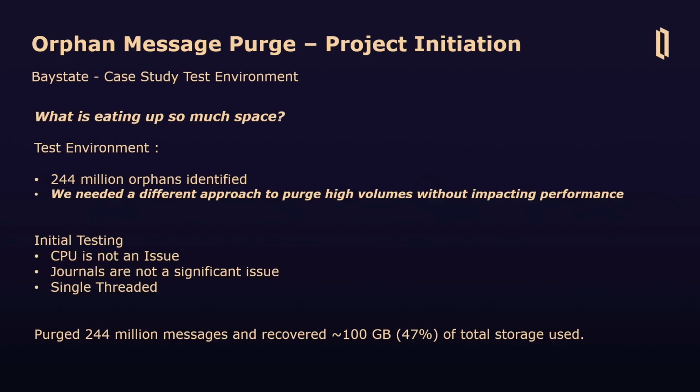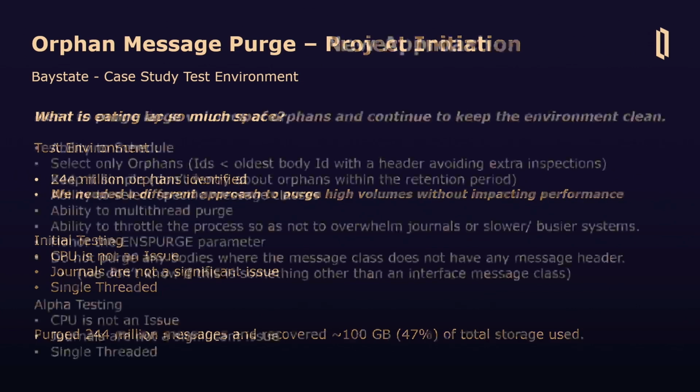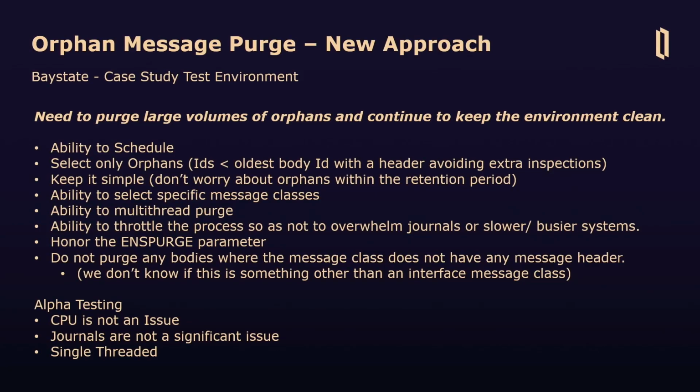And if you can see from the screen, they identified 244 million just in their test environment alone. They ran the code, they were able to purge, and recover 40% of their storage just by purging. They looked at the CPU, they looked at journals, they looked at it being single threaded. With this new code, you can run it as a task, so it's non-interactive. You could say, kick it off and have it run within milliseconds, depending on how many messages you have.